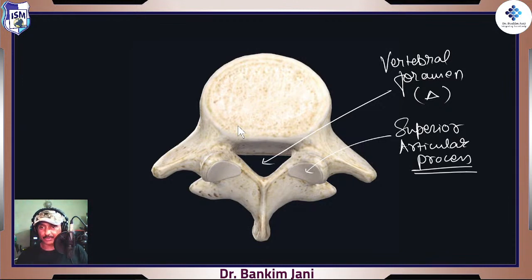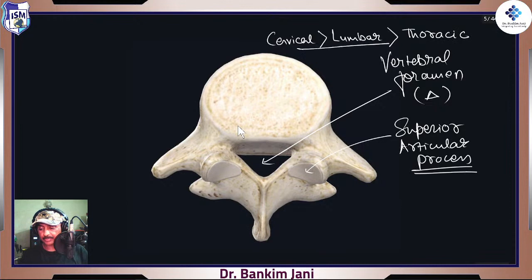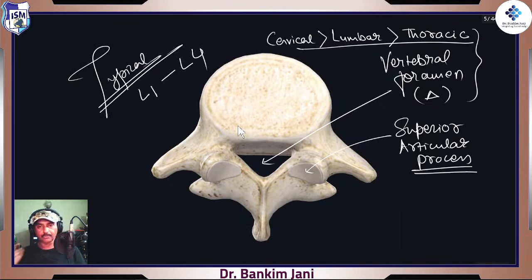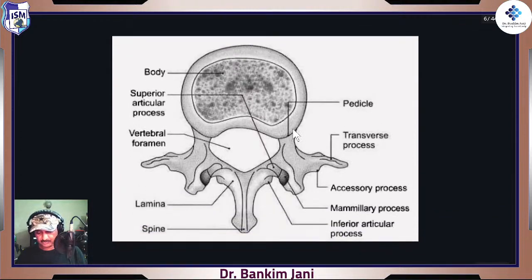About this vertebral foramen, it is largest in cervical. Then comes lumbar, and then comes the thoracic. So do remember this part about the vertebral foramen. That is how it goes. This is for a typical lumbar vertebra, which means L1 to L4.